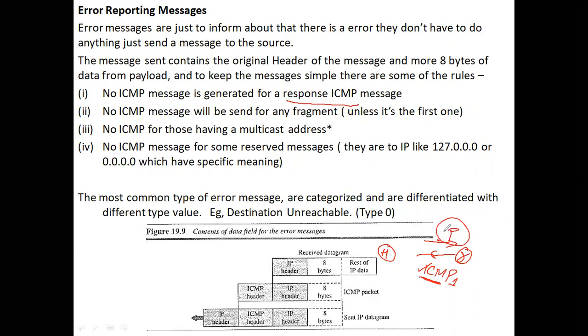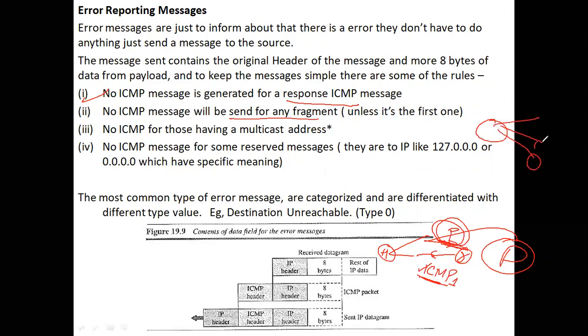Now, what happens if the ICMP message, which definitely doesn't go off that easily, is missing or goes wrong in some way? Then this particular packet will be found missing by the destination, and the destination will send back a message to the host saying that I haven't got this particular packet. So we don't have ICMP for an ICMP response message. Similarly, an ICMP message will not be sent for any fragment. If a particular data is divided into 3 sections and one of those sections is lost, I will not send any ICMP messages.